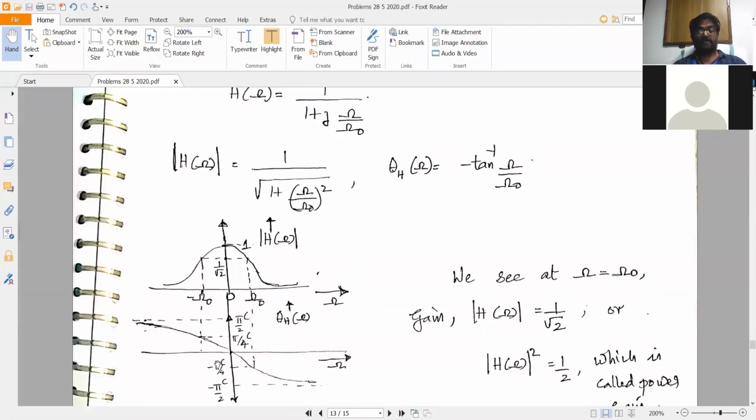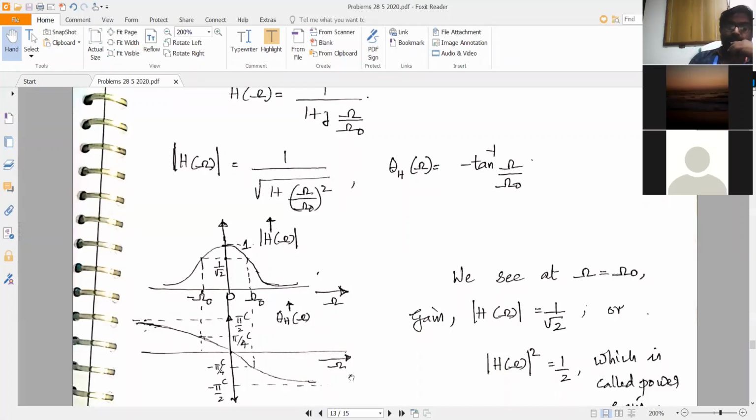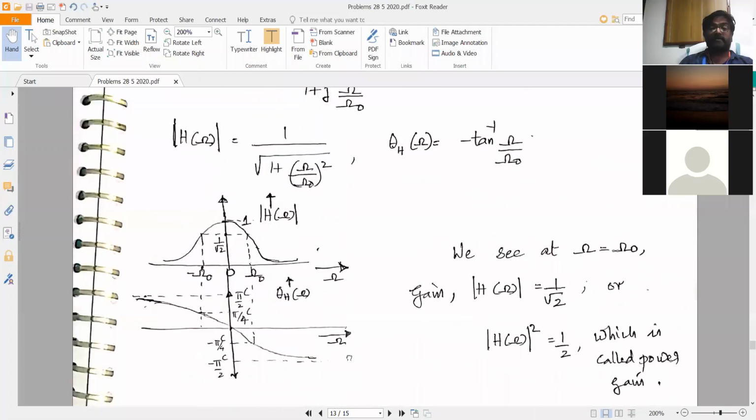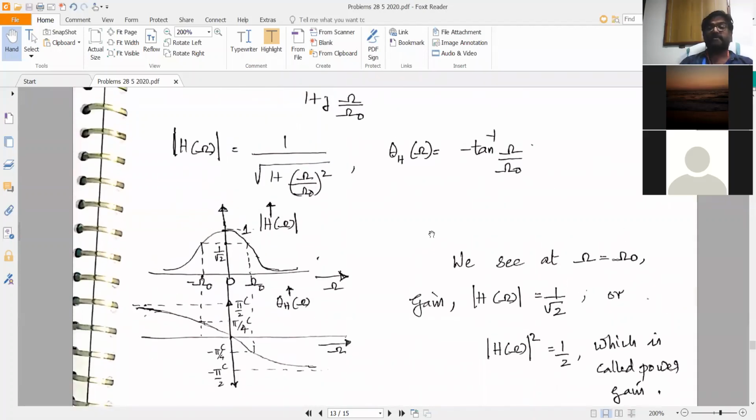Theta H(omega) is equal to minus pi by 4 and plus pi by 4 at the half power points, and theta H(omega) approaches minus pi by 2 radian at plus infinity and plus pi by 2 radian at minus infinity, which is easily verified. When omega becomes infinity, this becomes minus tan inverse infinity, which is equal to minus pi by 2 radian. Likewise, this becomes plus pi by 2 radian here.